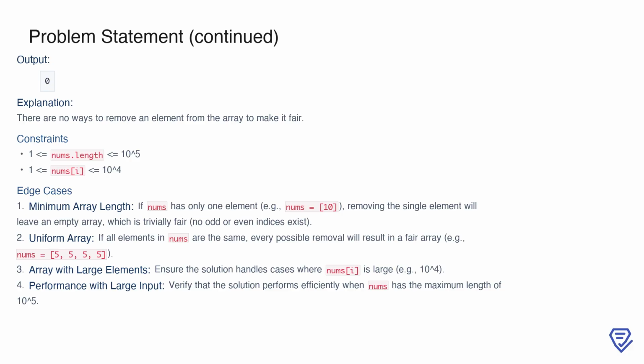Additionally, the constraints of this problem ensure that the solution must handle large inputs efficiently. For instance, the array can have up to 100,000 elements, and each element can be as large as 10,000. Special edge cases to consider include arrays with only one element, uniform arrays where all elements are the same, or arrays with a maximum length. These scenarios require careful handling to ensure correctness and efficiency in the implementation.